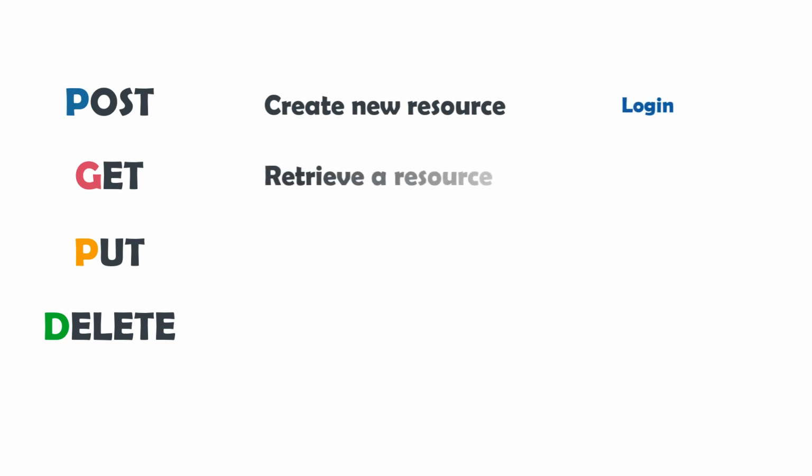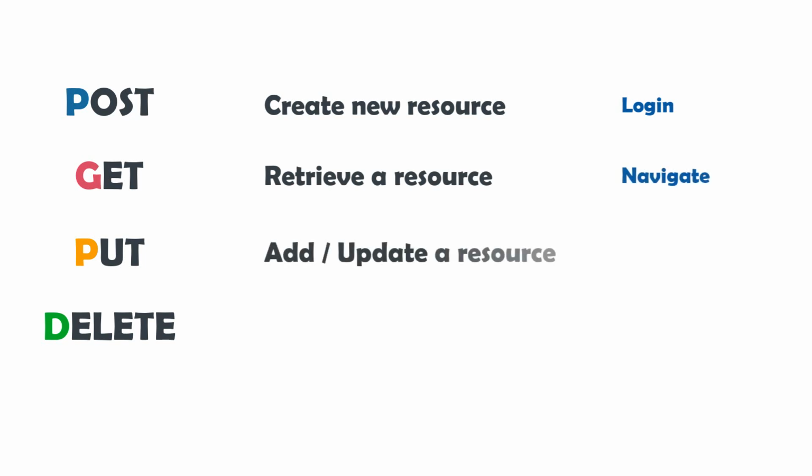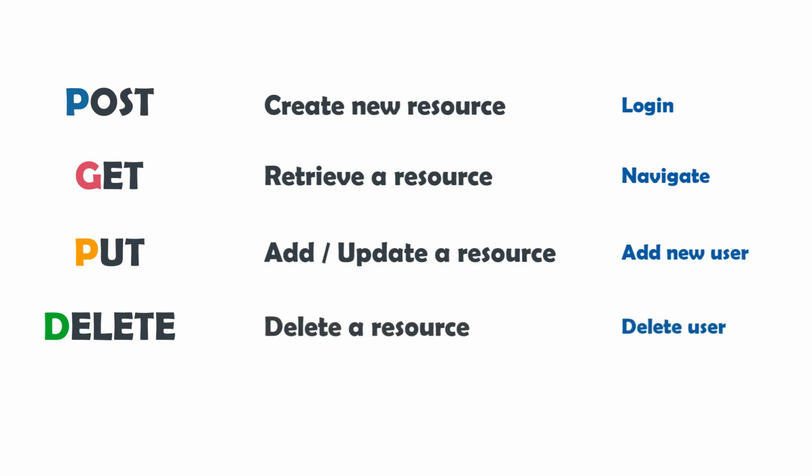Get asks the server to retrieve a resource. It's like in the example, if you want to navigate to new page. Put asks the server to edit or update an existing resource. For example, if you want to add new data to the database. Delete asks the server to delete a resource. For example, to delete a row from database.